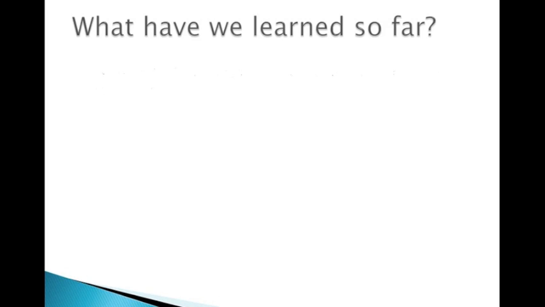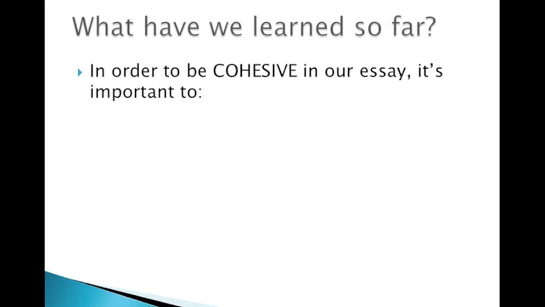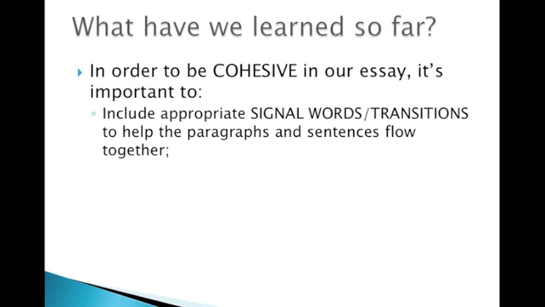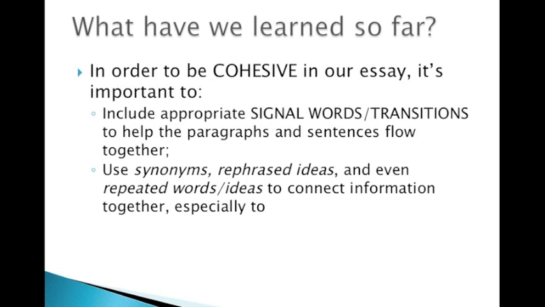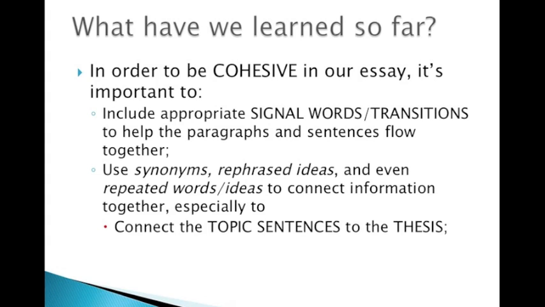So what have we learned so far in our video? Well, good writers use cohesive ideas. In order to be cohesive, we need to include appropriate signal words and transitions to help paragraphs and sentences flow together. We need to use synonyms, rephrased ideas, and even repeated ideas or words to connect information together, especially to connect the topic sentence to the thesis, and connect ideas throughout the whole body.